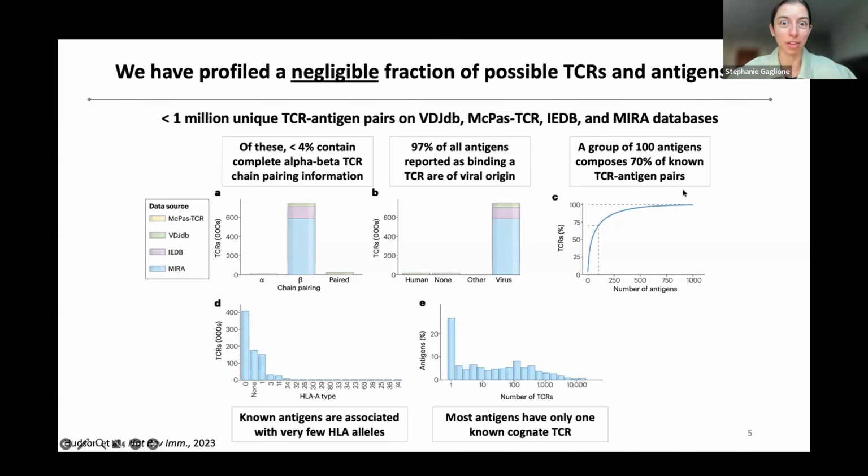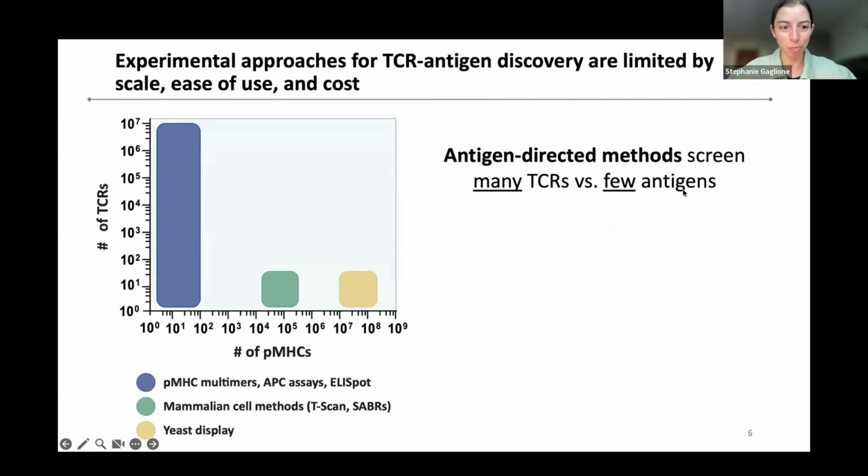And I think it's quite clear that data availability is a principal limitation to our ability to predict and construct maps of how TCRs recognize antigens. So the reasoning from the perspective of a tech developer is that this is a tech problem. Antigen-directed methods exist to screen many TCRs against relatively few antigens, of course multimers, APC assays, things like ELISpots.